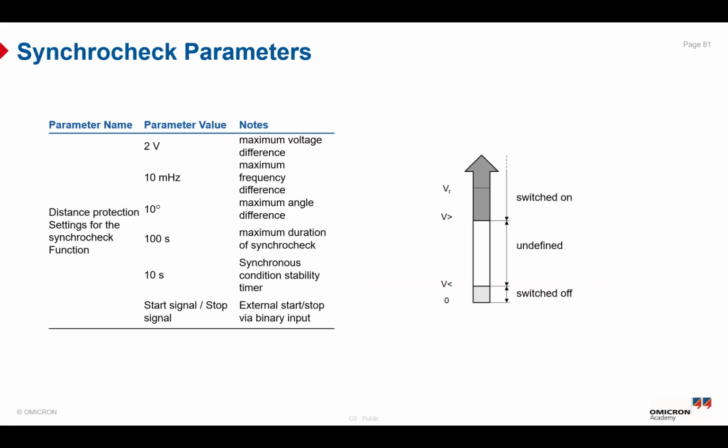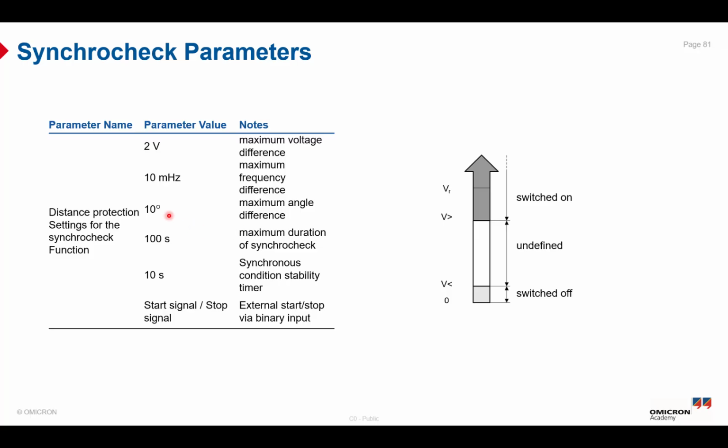Okay, here are the Synchrocheck parameters. As you can see, here is an example of the Synchrocheck parameters. Starting with delta V, here is the maximum voltage difference allowed to make a Synchrocheck release, and as you can see, it is equal to 2 volts. The second parameter is the maximum frequency difference, which is equal to 10 millihertz, and the maximum angle difference, delta phi, equal to 10 degrees.